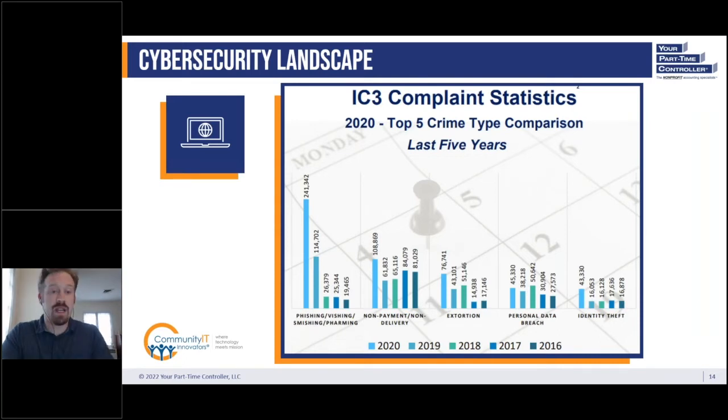So 2020 data is on the left in the light blue line, and because there's cybercrime, there's a real financial motivation behind these attacks. And we even see that in our own data. So, it's Community IT, we support about 150 different organizations, and we've seen an increase of almost 300% in security incidents from 2018, when we first started categorizing data, to 2021.